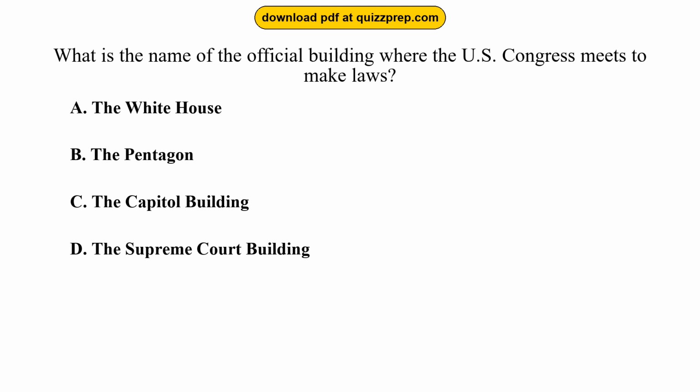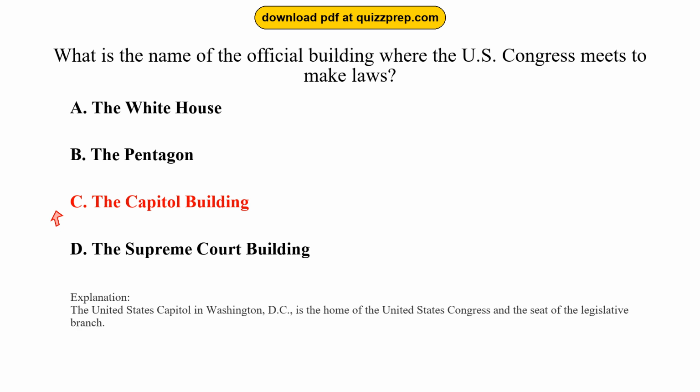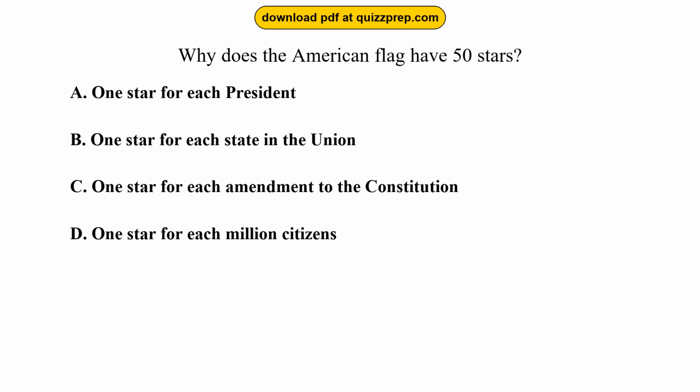What is the name of the official building where the U.S. Congress meets to make laws? Option A. The White House. Option B. The Pentagon. Option C. The Capitol Building. Option D. The Supreme Court Building. The correct answer is option C. The Capitol Building. The United States Capitol in Washington, D.C., is the home of the United States Congress and the seat of the legislative branch. Question 35. Why does the American flag have 50 stars?